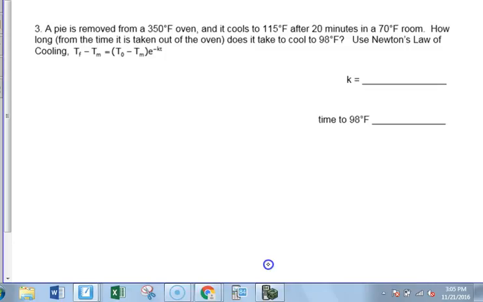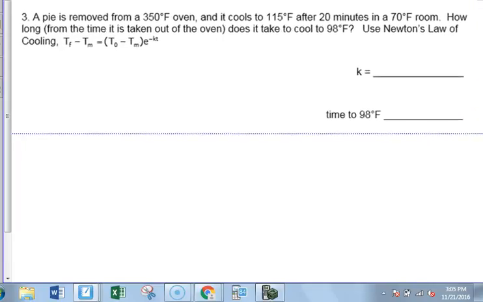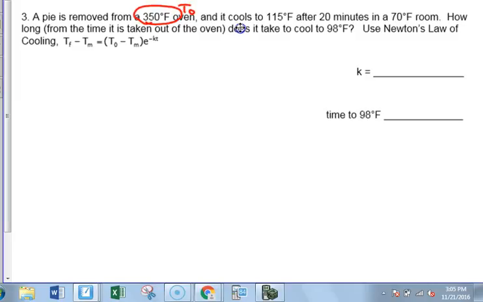All right, Newton's law of cooling. Do we need to practice this one more time? Okay, the formula is right next to the question. I know it's also on your pink sheet, but it's just right next to the question, okay? This is not any kind of a trick. A pie is removed from an oven at 350. This is the original temperature. Put that in for T sub O. It cools to 115 degrees.